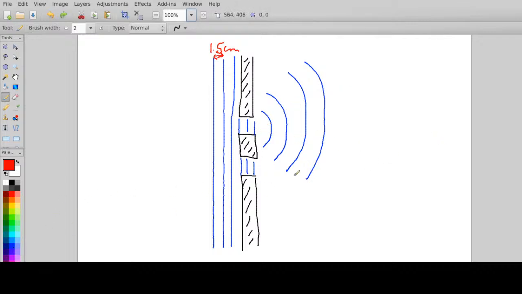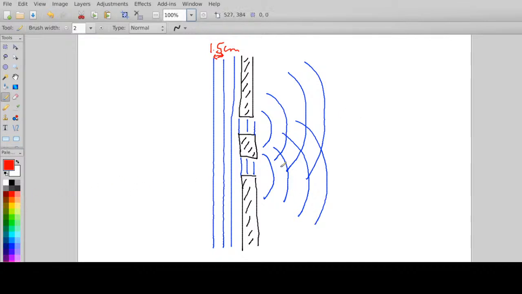Now let me do the same, but coming out of this hole. Let's do it in blue. I was going to do it in red, but it might get too confusing. There's another one, and there's another. Not too bad.